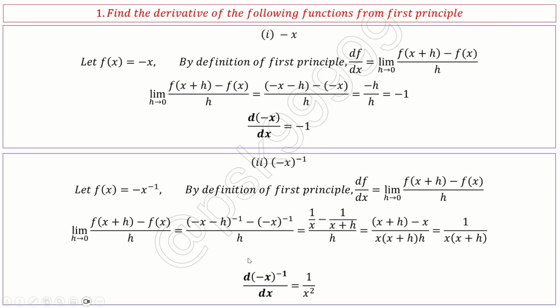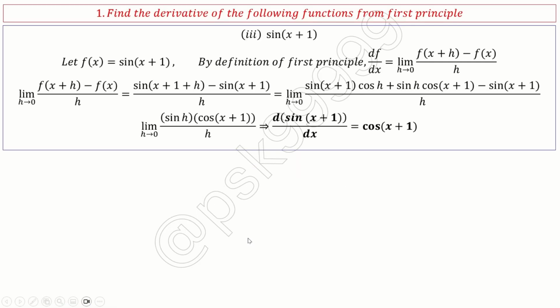Next. I think all are very fundamental questions, you can do it yourself. Some of them we have already solved. Sin x plus 1. If you directly differentiate, you will get cos x plus 1, which is the answer here, and you just follow the fundamental first principle and you will get the same. The only thing is, make sure that you treat x plus 1 as one angle, x plus 1 as y. Then it will become f of y plus h minus f of y, like that.